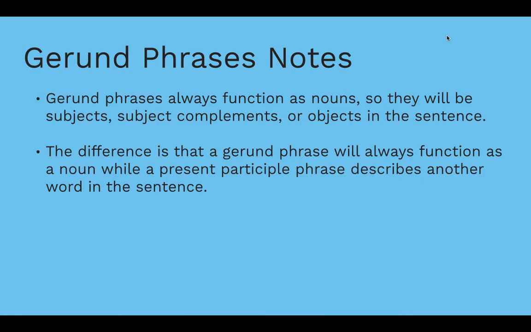And last week we learned about participle phrases. So the difference between participle phrases and gerund phrases is that participle phrases, or present participle phrases that end in ing, those acted as adjectives. They looked like verbs, but they were pretending to be adjectives. Where a gerund phrase looks like a verb, but it pretends to be a noun. So the difference is they both look like verbs, but gerunds pretend they're nouns and participles pretend they're adjectives. If you need to pause the video to finish writing the notes, go ahead and do so.